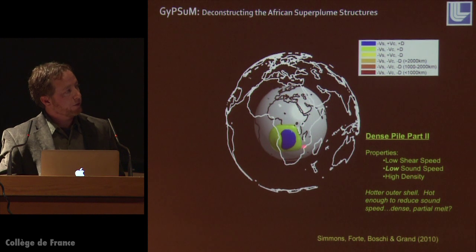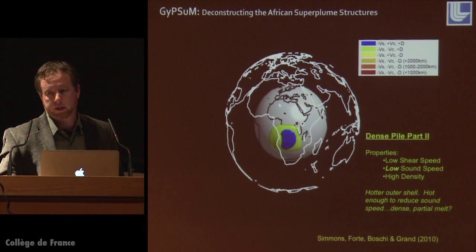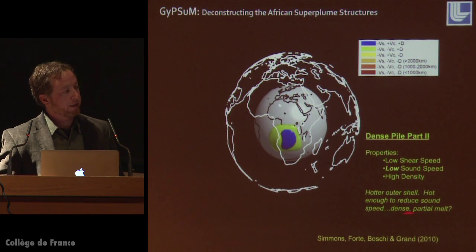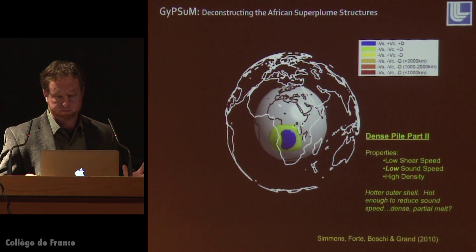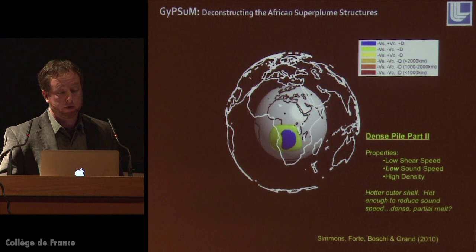Above this zone, we have another zone that now has low sound speed. So it's hard to understand if it is high density, why is it low sound speed? And that might be a dense partial melted layer, or perhaps a differentiated material that's been superheated around this very large pile. Highly debatable. I'm just throwing this out there at this point.